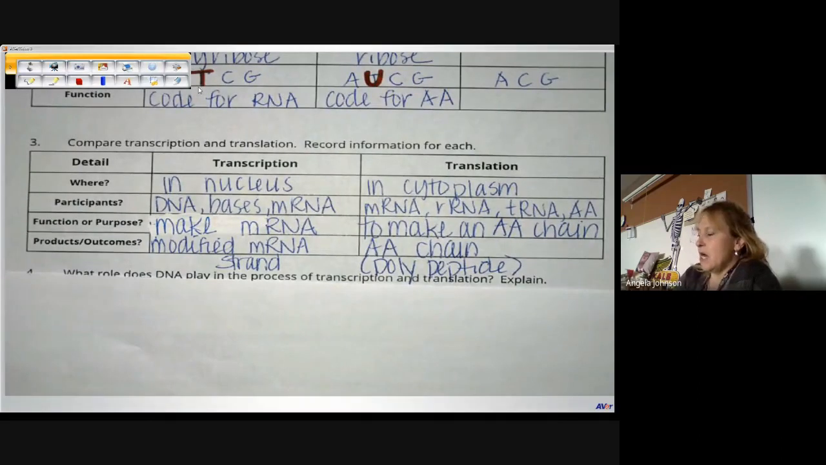All right, where does transcription occur? It occurs in the nucleus of the cell. Who participates in this? We have the DNA. Remember, the DNA opens up, new bases fill in those spots, and it makes RNA. The function is to make an RNA strand. Your outcome, what eventually is released, is going to be a modified strand of mRNA. You had introns cut out, exons left in, you had a cap put on, you had a tail put on. So it is modified before it's released.